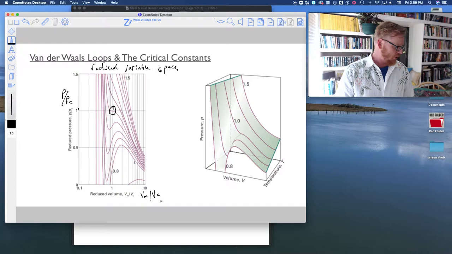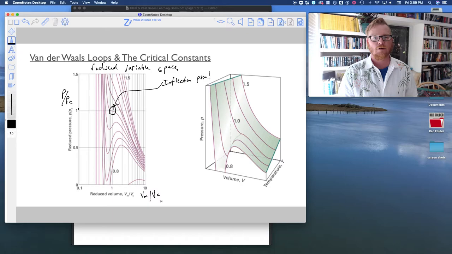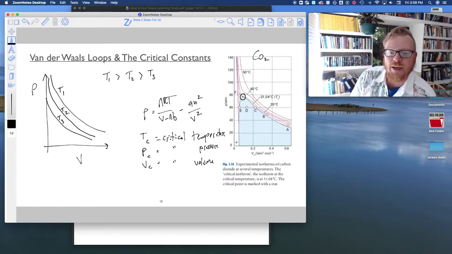Okay, so now what do we call this thing? We call it an inflection point. We don't have to do the reduced variable space just to see the inflection point. Back to this scale, this is P versus V still, but no longer in that reduced variable space. You can see the actual numbers, like 0 through 140 atm and 0 to about 0.16 cubic decimeters, Atkins.